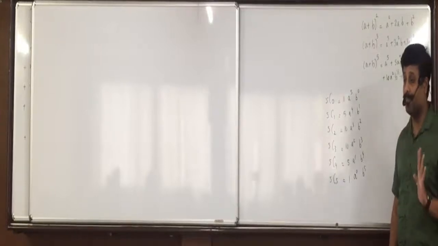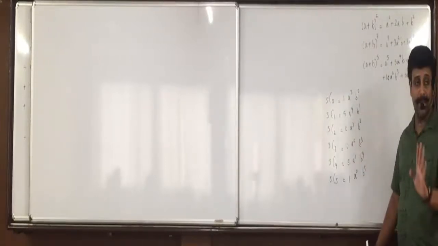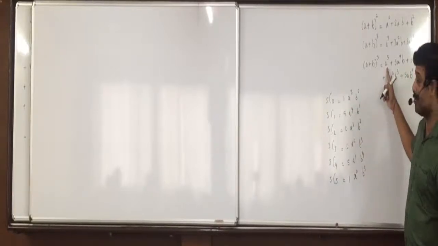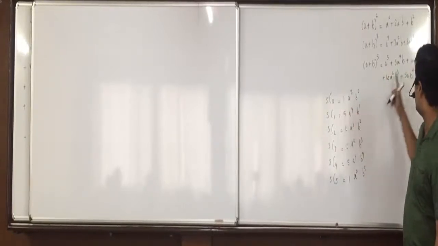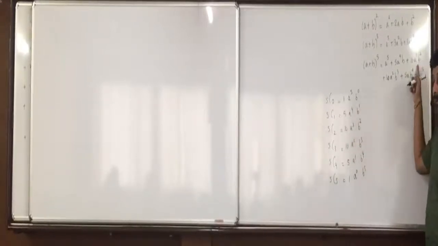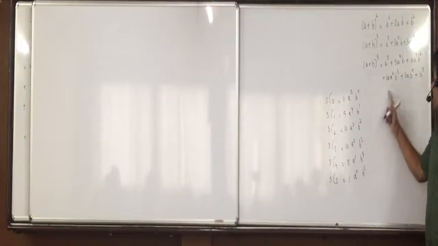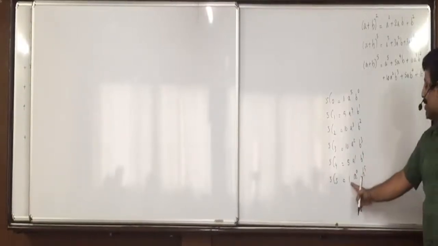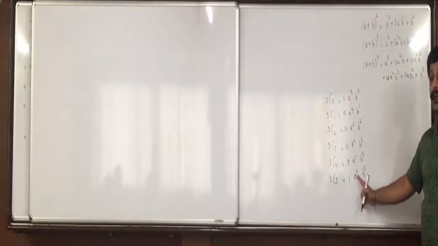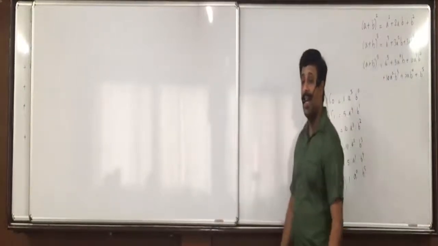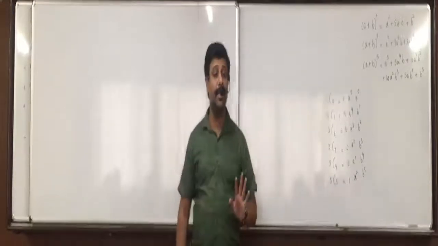1, not 0, okay? Anything raised to 0 is 1. 1 into a raised to 5 into 1 is a raised to 5 only. 5 a raised to 4b. 10 a raised to 3b square. 10 a square b cube. 5 a b raised to 4. And what is 1 into a raised to 0? 1. Into b raised to 5 simply b raised to 5. Any of the derivations can be done in this manner.